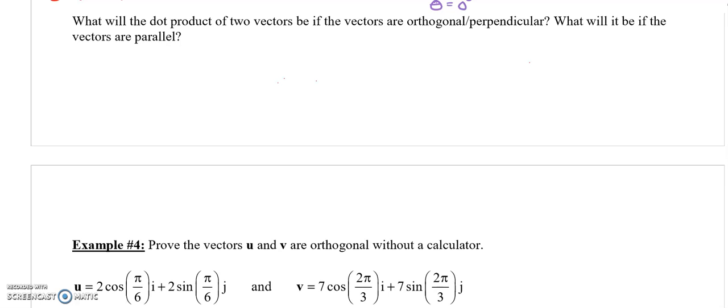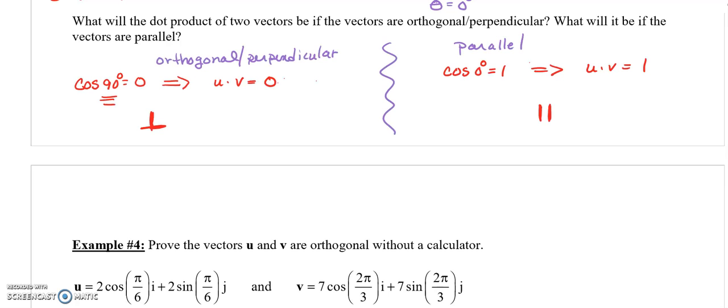What will the dot product of two vectors be if the vectors are orthogonal, perpendicular, or what will it be if the vectors are parallel? I want you to pause the video, look at the examples above, and come up with some ideas. So orthogonal vectors would give us an angle between that will give us cosine 90 equaling 0. So the dot product would have to equal 0 for those vectors to be perpendicular. And if I end up with parallel vectors, I would have to think about that angle between giving us 0 degrees. So cosine of 0 degrees equals 1. So our dot product would have to be equal to 1.